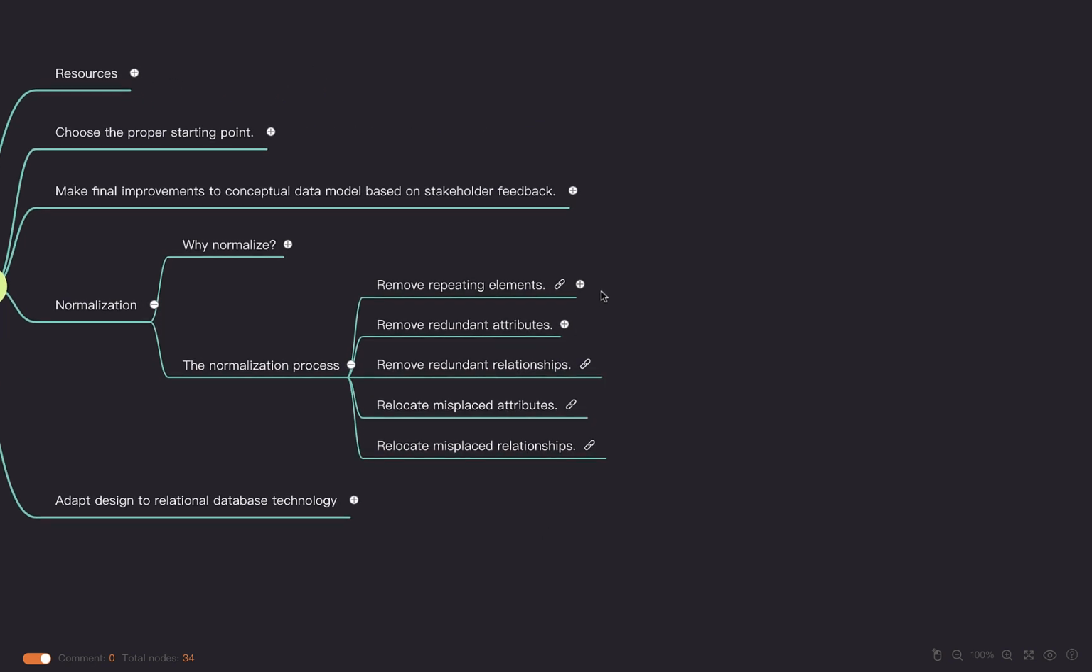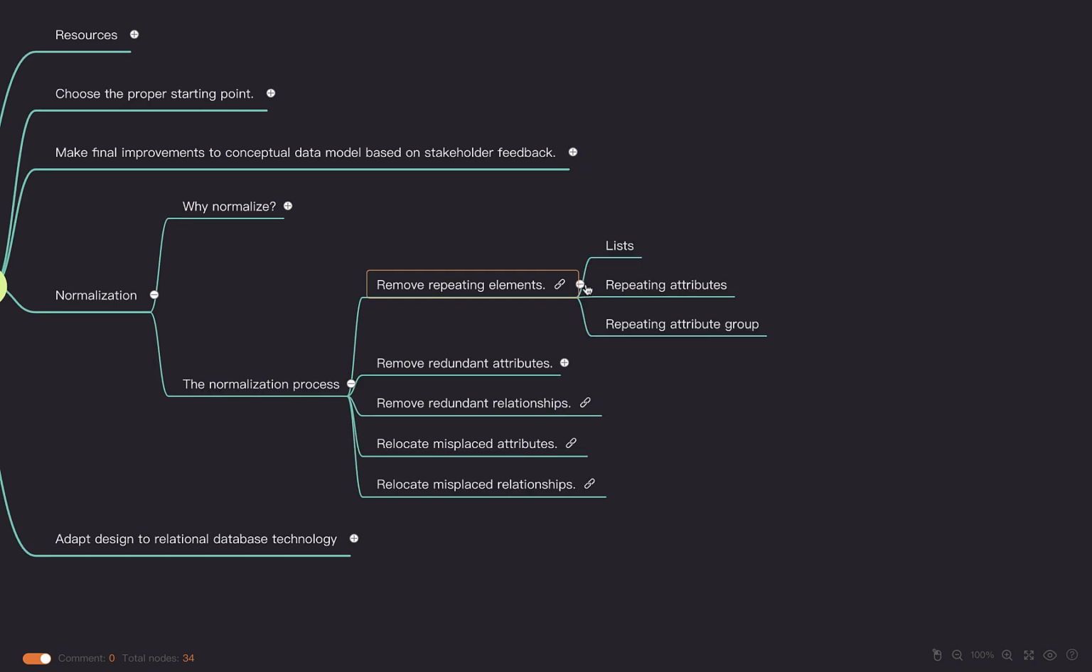Let's look at remove repeating elements. Okay. What kind of repeating elements might we have in our data model? Well, if you followed my instructions for your conceptual data model, you've probably gotten rid of these already. Okay. You might have lists. So in one attribute, you might have thought that you were going to have a list of things.